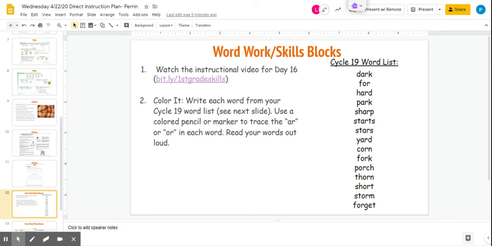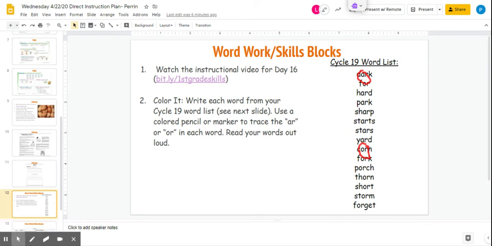The word work and skills block, we have new words here. We have the word dark, for, hard, park, sharp, starts, stars, yard, corn, fork, porch, thorn, short, storm, and forget. And if you remember back, we talked about those bossy R's. And these particular words have AR and they have OR. And we don't hear that vowel because that R is so bossy, it won't let the vowel say anything.